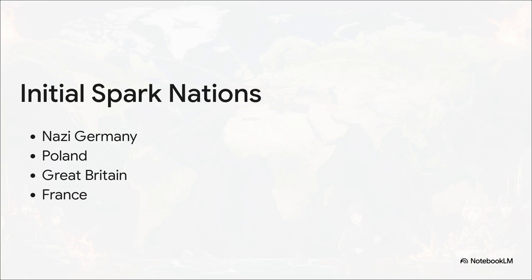Now, even though over 30 countries would eventually join the fight, the initial outbreak was centered on just 4 core nations. You have Nazi Germany and Poland representing that initial invasion, while Great Britain and France stood as the immediate international respondents. Isolating these 4 really helps cut through the noise of the broader war, focusing our attention on the exact political dynamic that existed in that critical 1939 window.